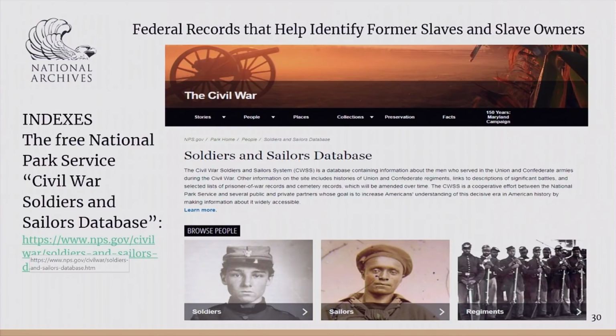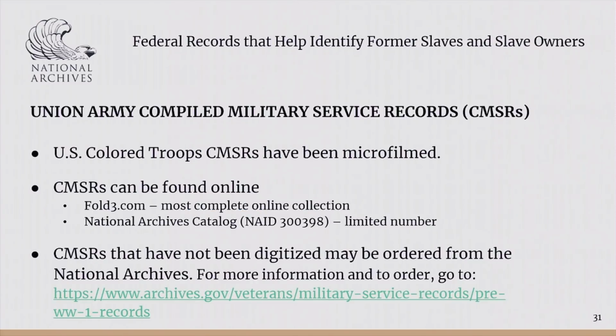The sailors part includes information about some 18,000 African American men who served in the Navy. So some folks did a compilation that saved you a lot of work, but you can use that information then to look at the original records that are in our custody. In terms of those who served in the Army, the U.S. Colored Troop compiled military service records have been microfilmed and can be found online. The most complete collection is on fold3.com. There are some in the National Archives catalog at this time. Any compiled military service records that have not been digitized may be ordered from the National Archives, and we provide you information on our website.